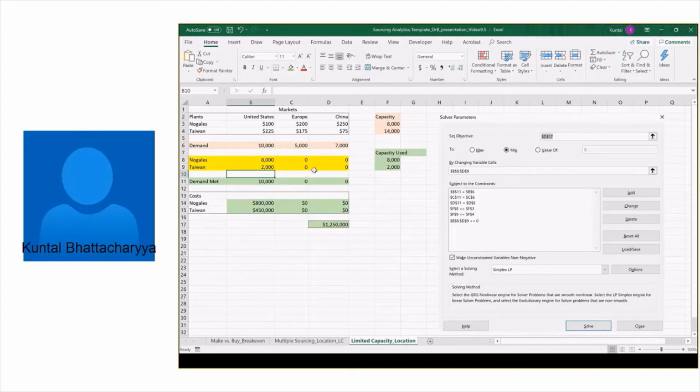For Europe, if you're looking into markets and demands, you have 5,000 units of demand. You already know that Taiwan has a much lower cost of transportation to Europe. And so in essence, you want to use all those 5,000 units from Taiwan.